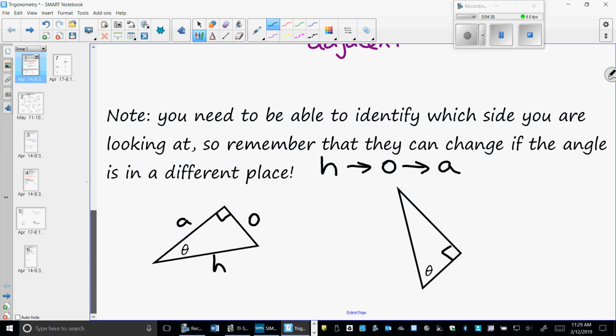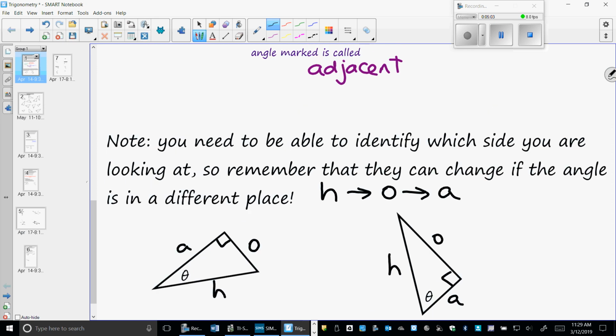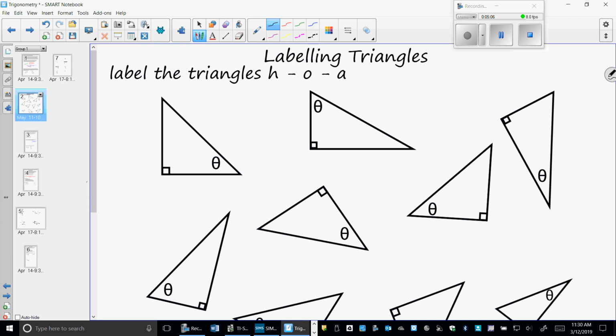For this right-hand triangle, again, labelling H, then O, then A. This big long side here is my hypotenuse. This one here is my opposite. This one here is my adjacent. Now, hopefully you're sitting there thinking, oh my gosh, seriously, she's making such a big deal of this. But if you can't label the lengths correctly, then you're going to get the answers all wrong. Okay? Which is why the next page is practice, where you're just going to label all of these triangles with H, O, A.